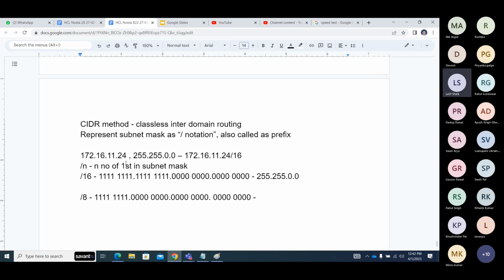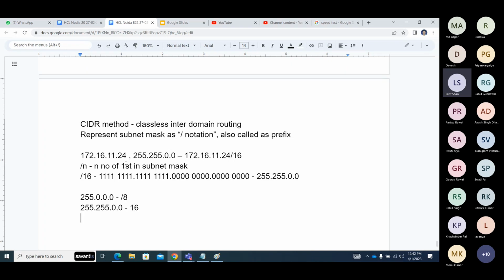You have to write it, so it is 255.0.0.0. Already I wrote /16, right? Like this, but I am writing /16. I'm writing the class A default subnet mask like this, which represents /8. 255.255.0.0 is nothing but /16.